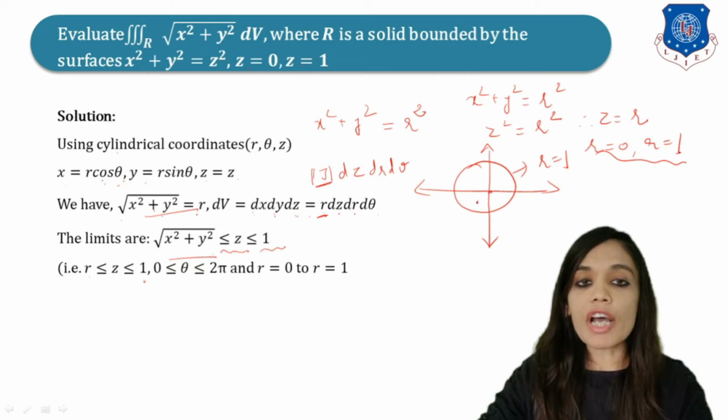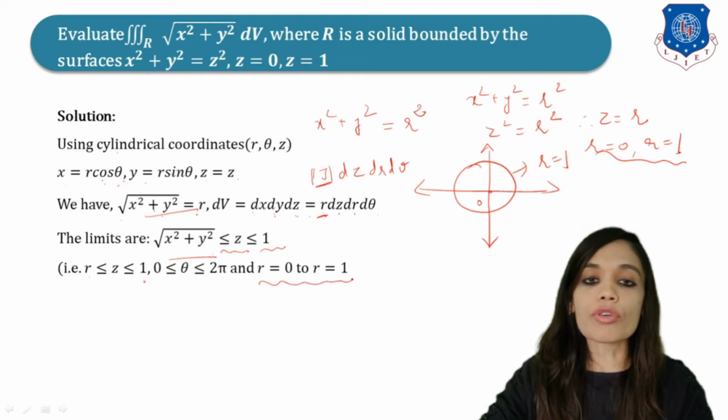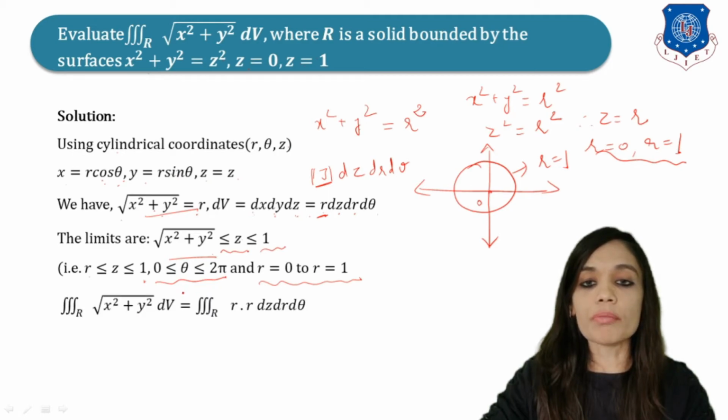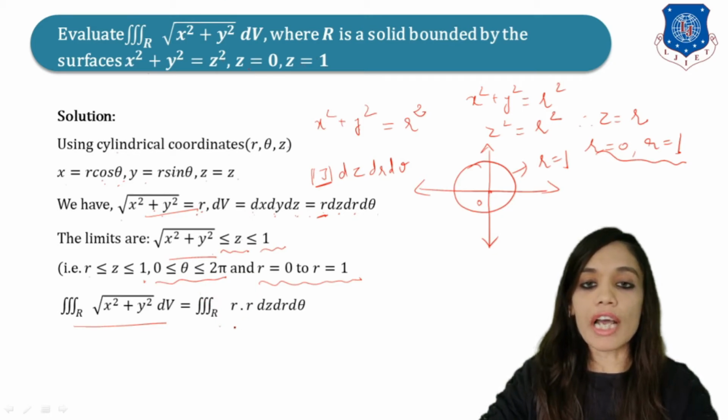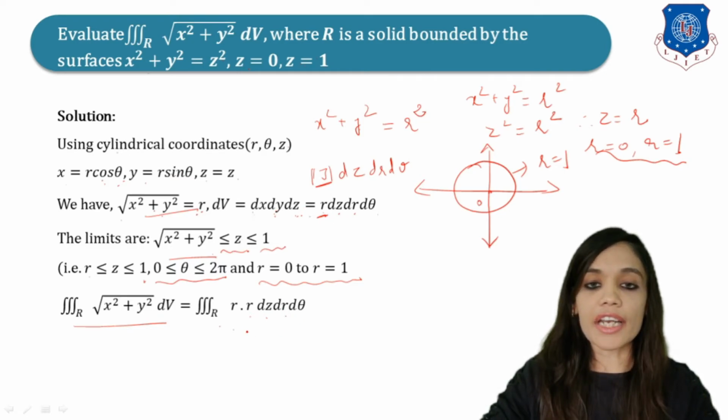So our limits of r will be from what? 0 to 1. Right, and the limits of theta will be what? 0 to 2 pi. Okay, so now let us put the limits, and this, that is square root of x square plus y square is equals to r. Okay, so your triple integral will become triple integral over r. This will become your r, and dx, dy, dz will be equals to what? R, dz, dr, d theta, right?